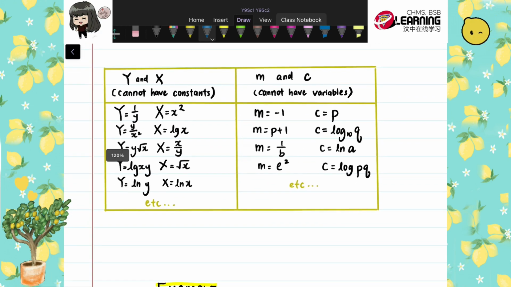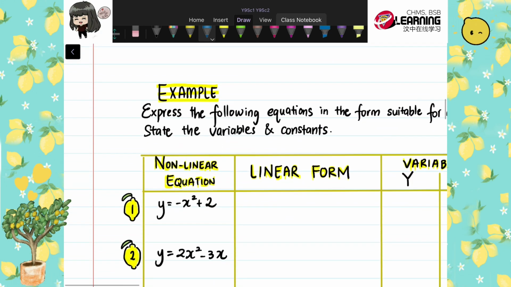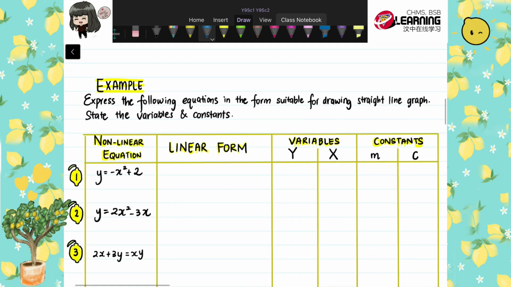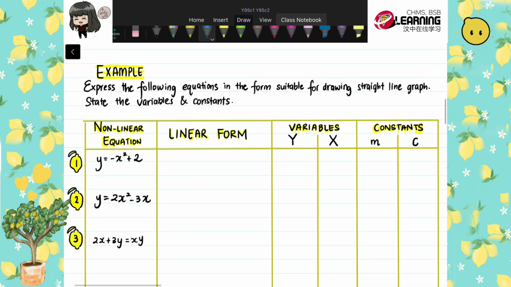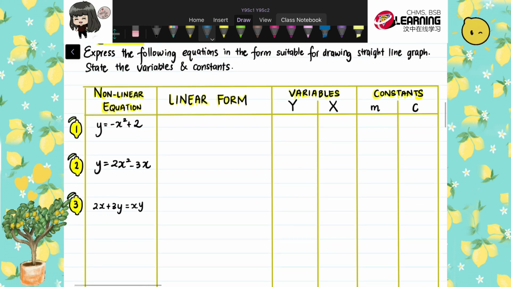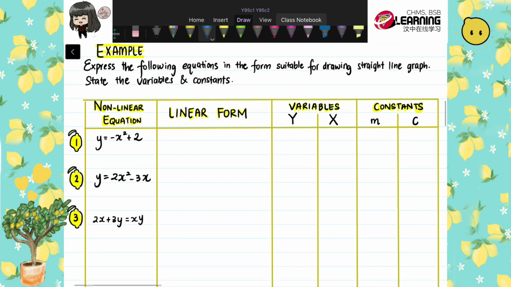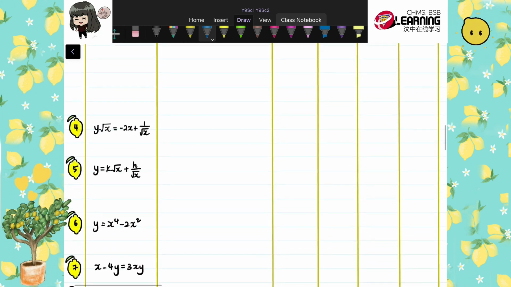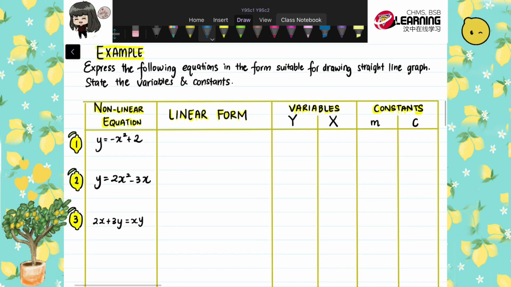So let's look at examples straight away. You might understand more with examples. So example here, I have prepared this table. You're going to draw that table. The questions here from 1 and so on, and we're going to reduce these to linear, and then variables y, x, m, c, they have their own column.